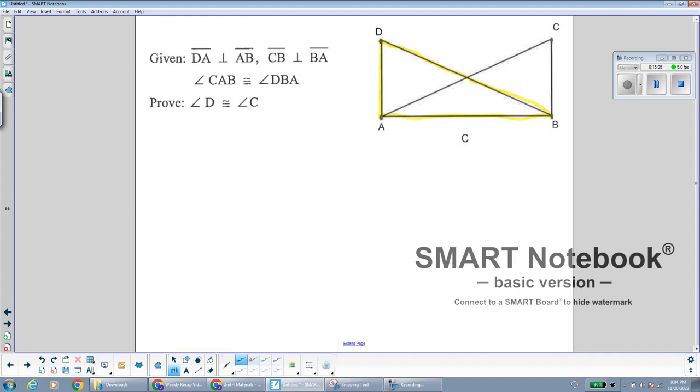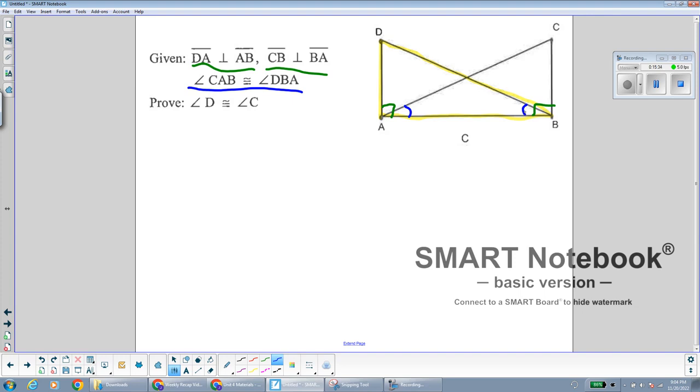I'm going to mark the diagram with my given information. So DA is perpendicular to AB. That means they form right angles where they intersect. CB is perpendicular to BA. Once again, that means they form right angles where they meet. And we also know that angle CAB, A is in the middle, so it's here, is congruent to angle DBA. B is in the middle, so it's right over here.